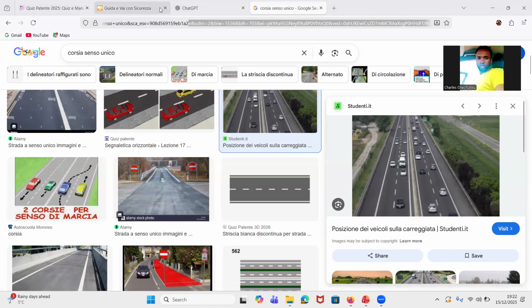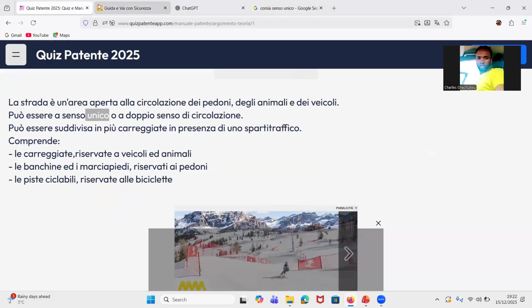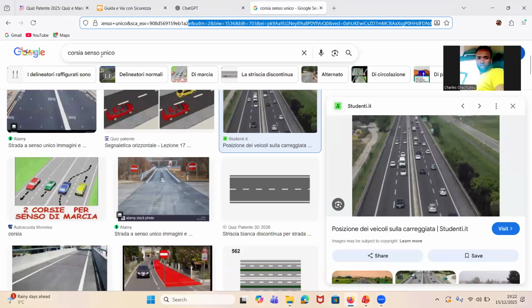Now, watch. Let's continue. Let's go back to where we were before. Now, the book tells us that a road can also be what? Doppio senso di circolazione. Guys, follow me. We're about to see another example. What will make a road become a double sense of movement? What is a double sense of movement? That means, let me show you guys examples.